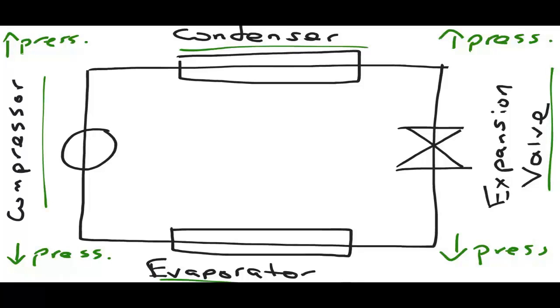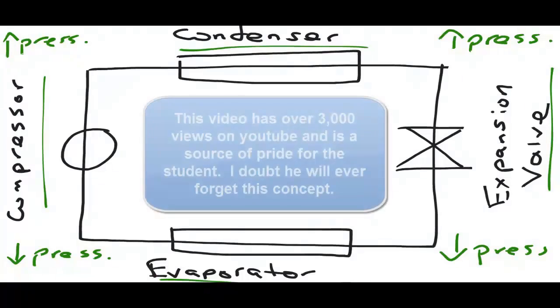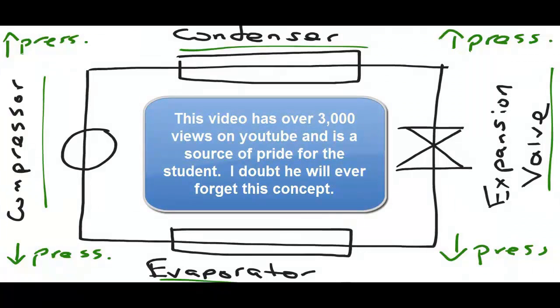The lines on this diagram represent pipes that contain a refrigerant. Now let's start at the compressor. The compressor's job is to raise the pressure of the refrigerant. The arrows in each corner of the screen.